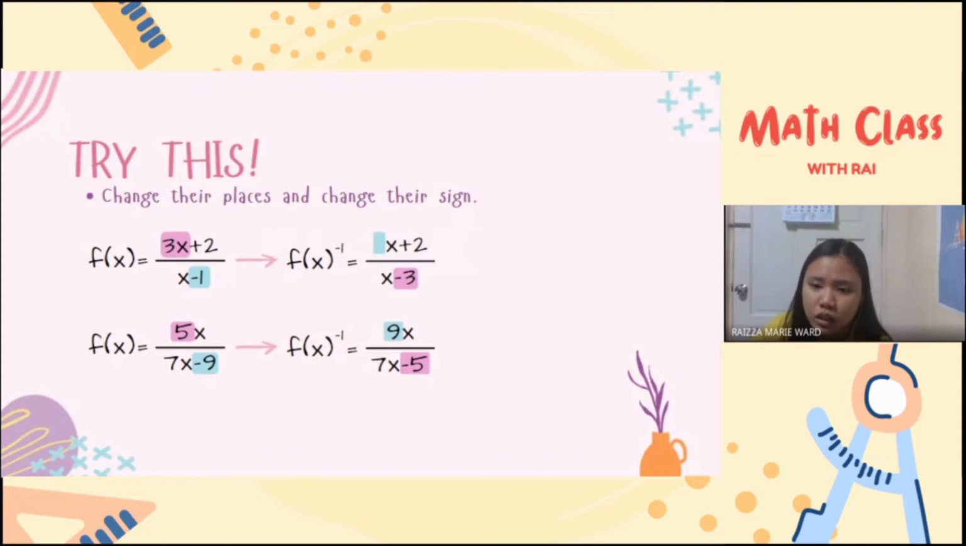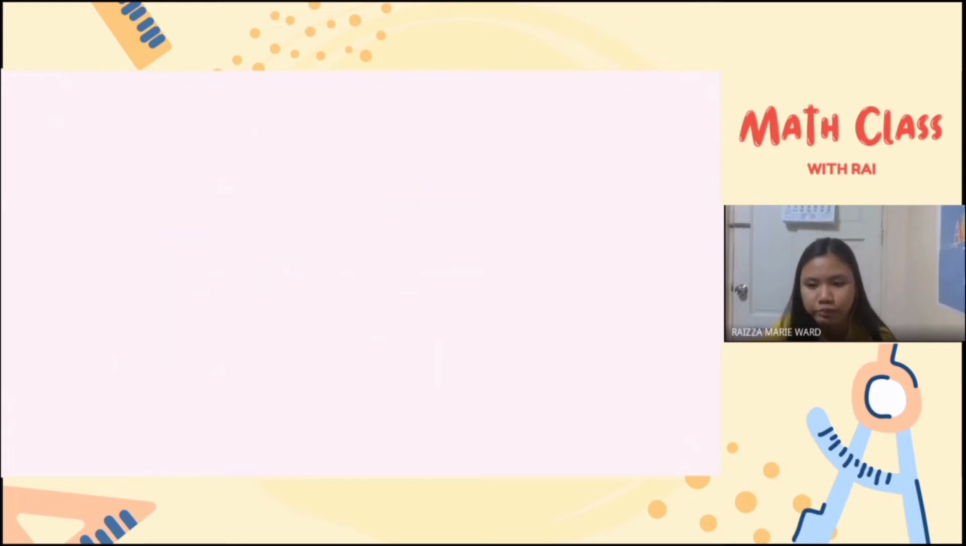Now, bakit po on the first example nawala si 1 pagdating sa taas? It is because every time na there is a positive 1 coefficient in every term, hindi na natin siya isinusulat pero nandun pa din siya.